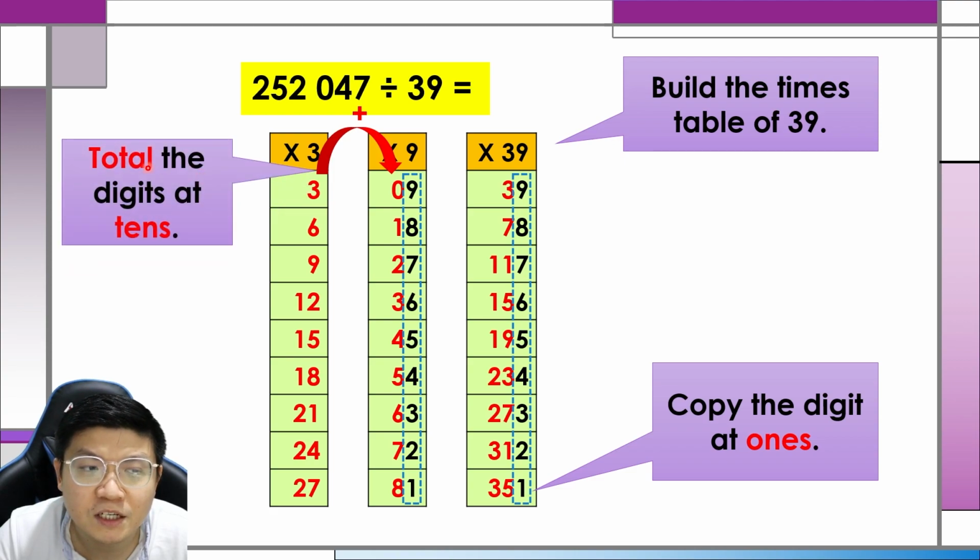So the next step, what happened to the red color? I will be total the digits at tens. So means 3 plus 0, I get 3. I put 3 here. 6 plus 1, 7. 9 plus 2, 11. 12 plus 3, 15, and so on. Once you have complete all the tables, so this is times table of 39. You can use this to solve the problem already.